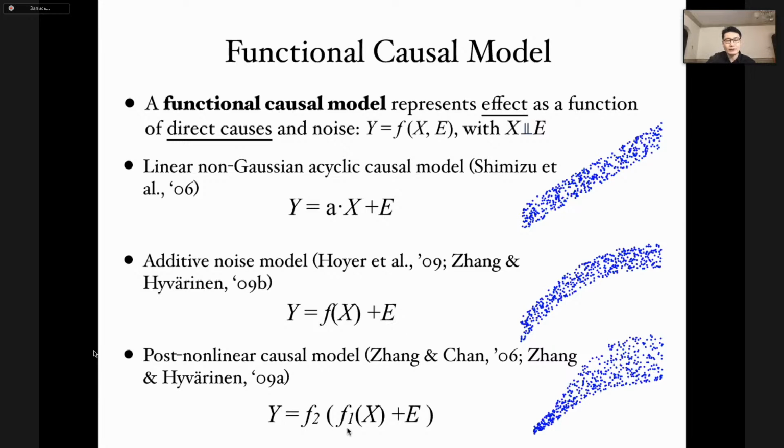And the third one is called post-nonlinear causal model. It was first proposed in 2006 to solve some problem in finance. So right here, we have an additional distortion function, F2. Later, you will see that this function is actually very useful.